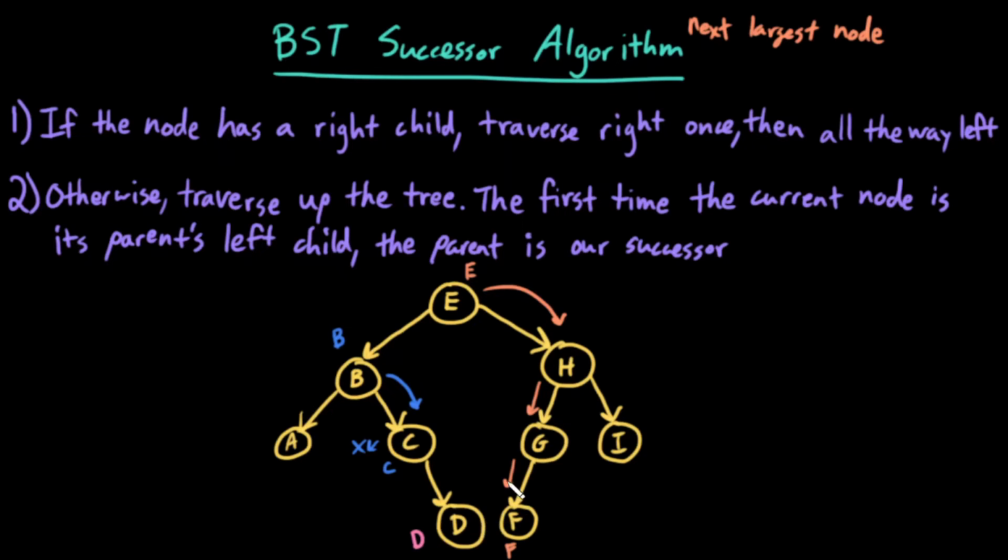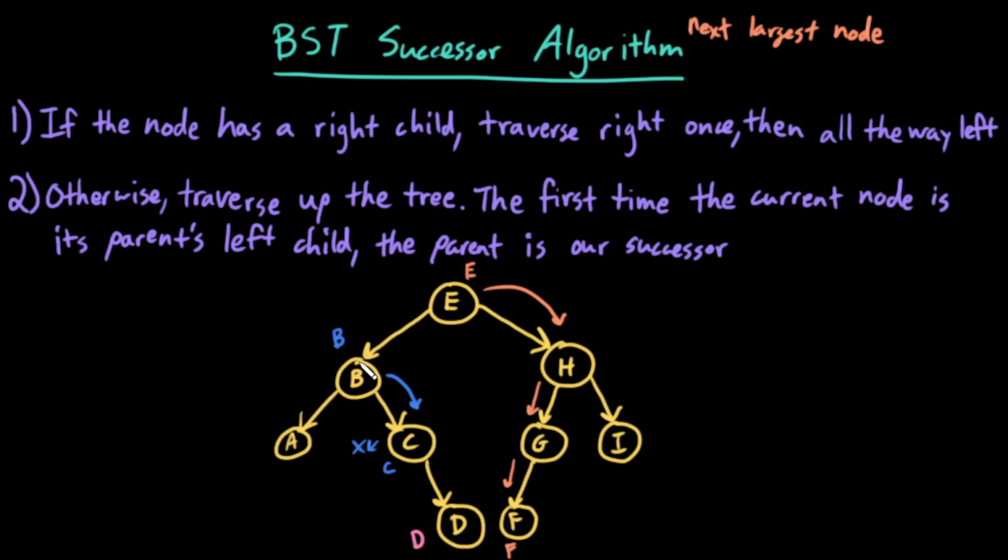Node D is a pretty tricky one. We as humans can look at our entire tree and see that E should be the successor of D. But how did we actually find that? The algorithm says, do I have a right child? No, I don't. Therefore, I have to do case 2. So I start here. D is C's right child. Therefore, this parent's-left-child condition is not met. Okay, let me go up one. C is B's right child. Therefore, this condition is not met either.